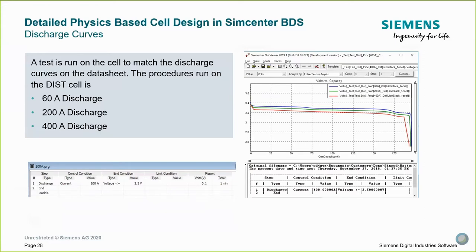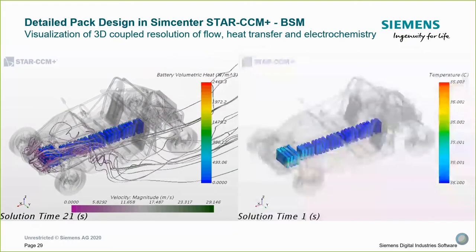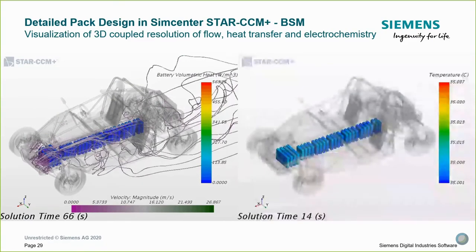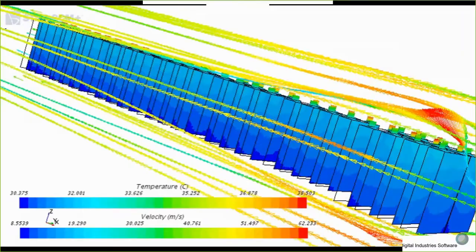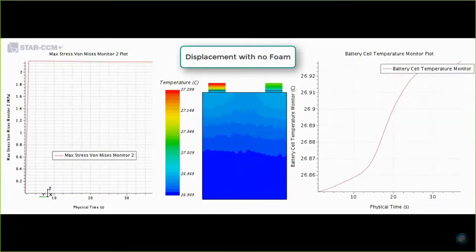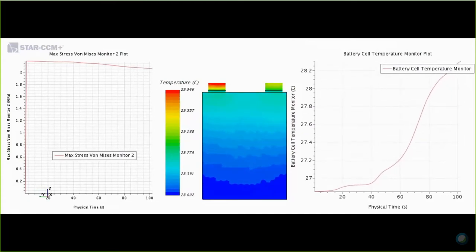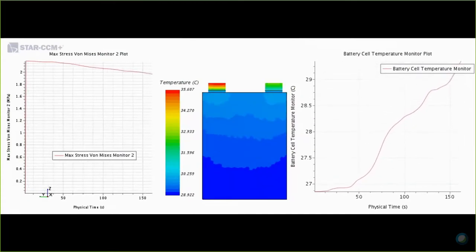I want to apply a WLTC drive cycle for that, and see what my SOC variation would be across it. Then I could do a cell level design and get the discharge curves for various C rates. I could see how the pack's behavior would be for that air cooling, as well as the heat rejection. The temperature rise was around 6 degrees.